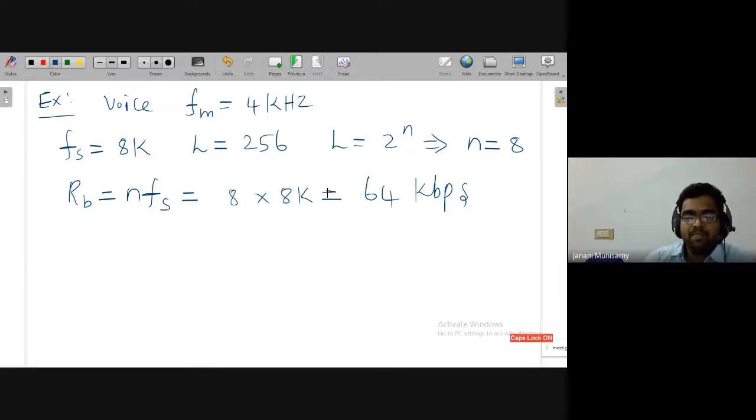Because any memory element cannot store the analog signal, because an analog signal will have infinite number of information. So with a finite amount of storage device, you cannot store infinite information. So in general, all the storage media will store only digital data.